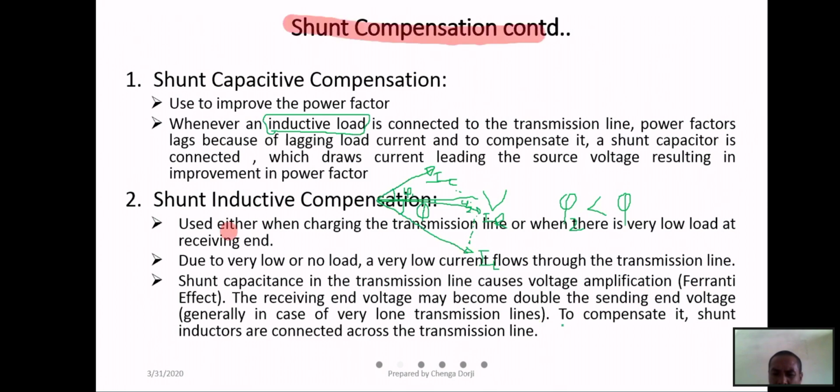Here it is given that the receiving end voltage may become double the sending end voltage on a very long line. To compensate this, a shunt inductor is used. In the Ferranti effect, the receiving end voltage is greater than the sending end voltage, so the inductor is used to make the receiving end voltage more or less equivalent to the sending end voltage. Is it okay?